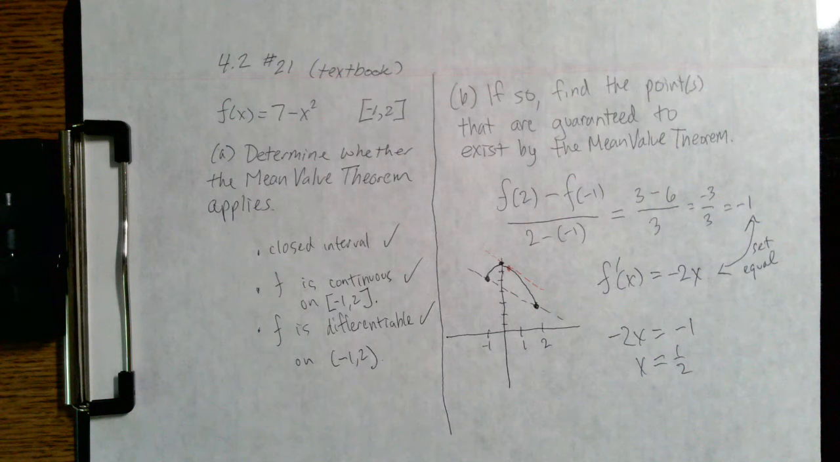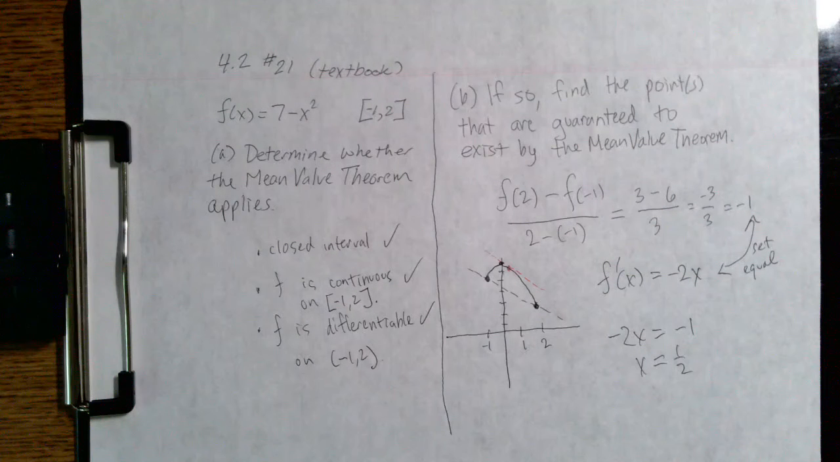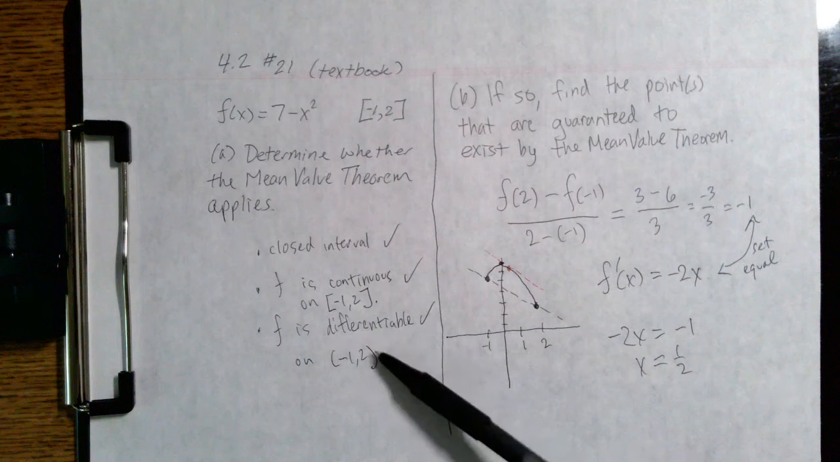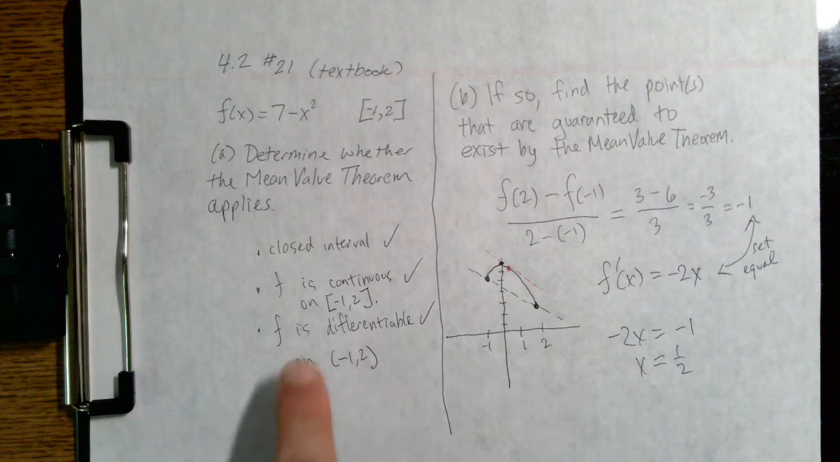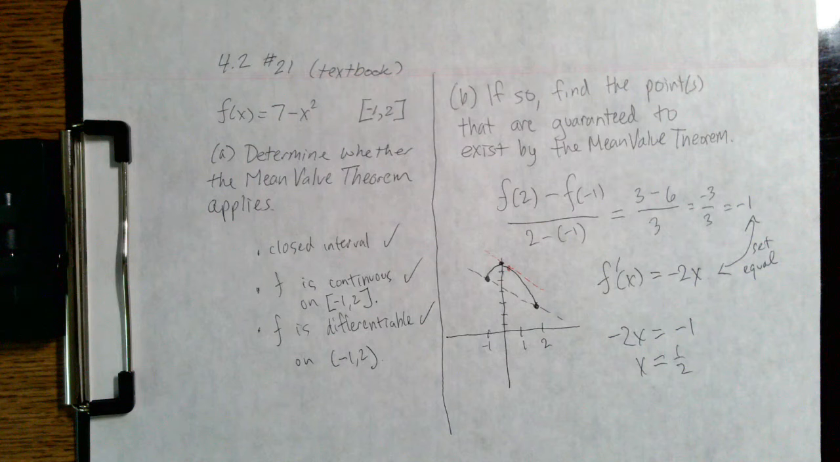So these are the things that we're looking for. Is the interval closed? Yes, it is. We see that it includes its endpoints. Is the function continuous on that closed interval? Yes, there's no issue here that would cause a discontinuity. We have a polynomial, in fact, and polynomials are continuous everywhere. Likewise, polynomials are going to be differentiable everywhere, so this is differentiable on the interior of that interval. So those are the things that we had to look for.